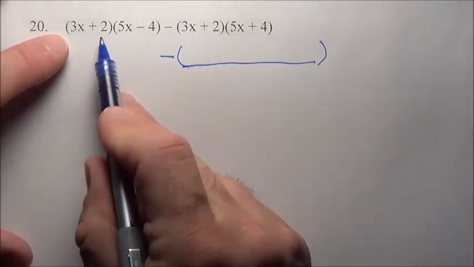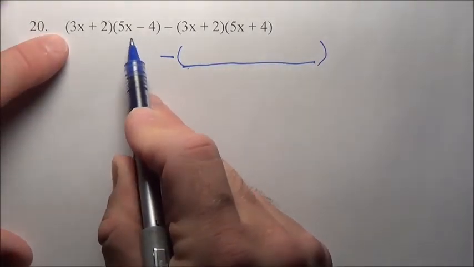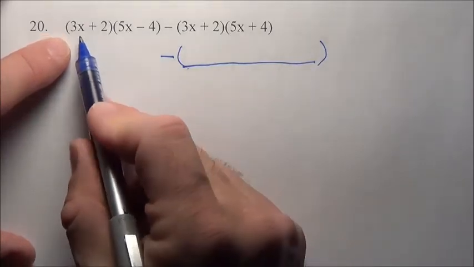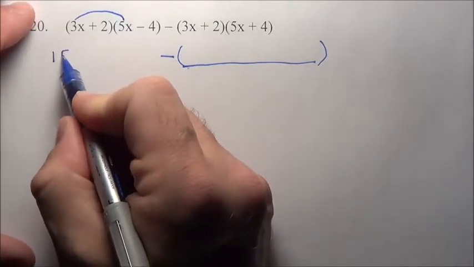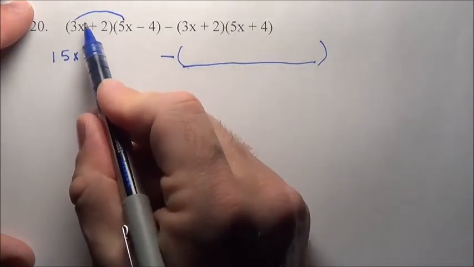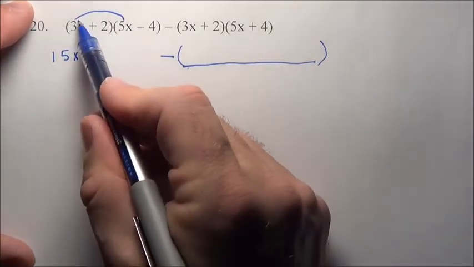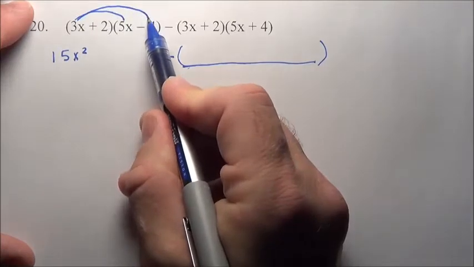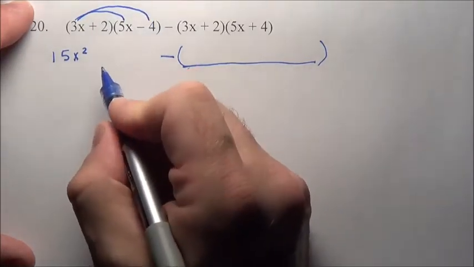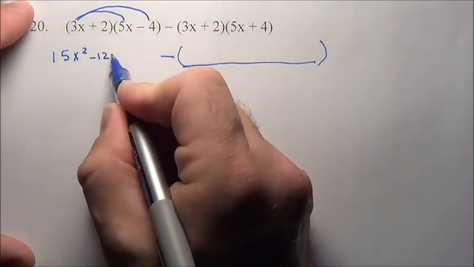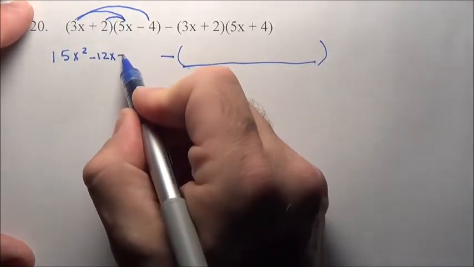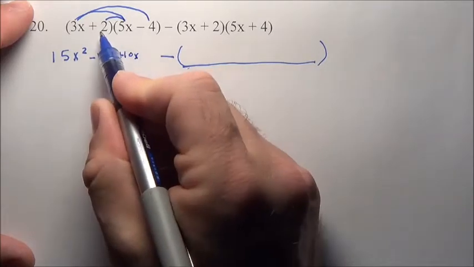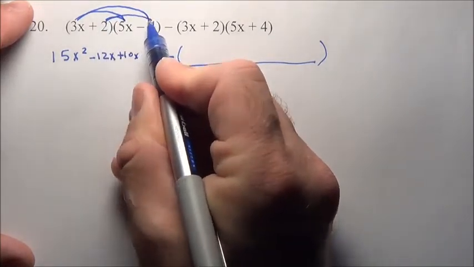Now, we have to do 3x plus 2 times the difference of 5x and 4. If you remember, we simply look at 3x times the 5x. That's 15x squared. I'm going to then also look at 3x times that minus 4, which will be minus 12x. Then I'm going to do the 2 through. 2 times 5x, that's plus 10x. And a positive 2, finally, the 2 and the 4 multiplied.